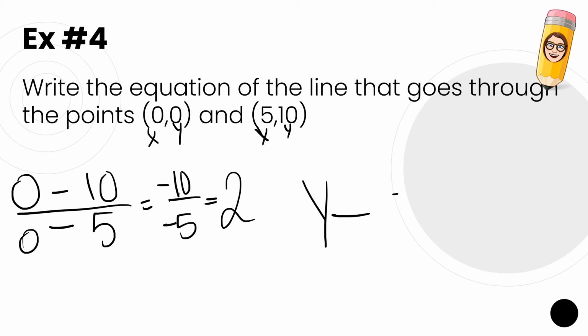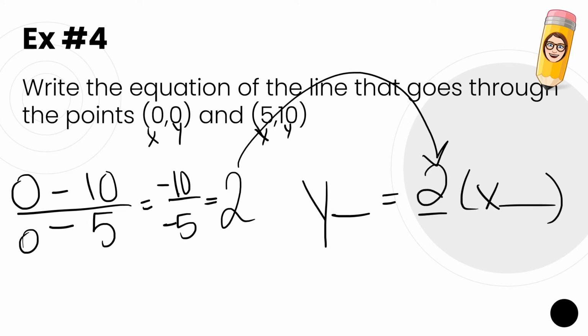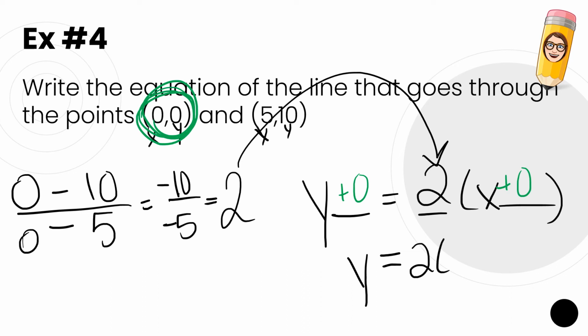Let's write our equation. My m value goes in front of my x, and then I need to pick a point. Wait a second, this is 0, 0, right? I could write plus zeros, or I could leave it blank. Watch what happens if I leave it blank. If I don't write the zeros, this is my equation. That works.